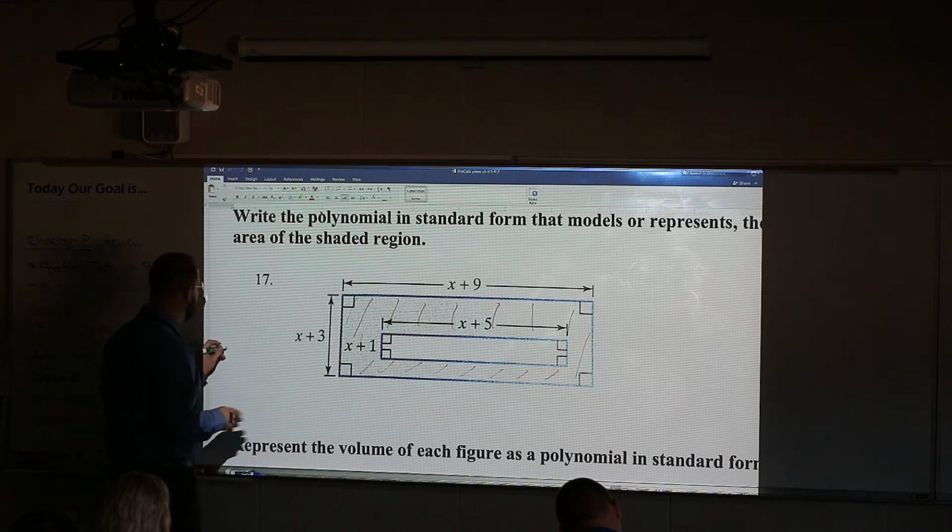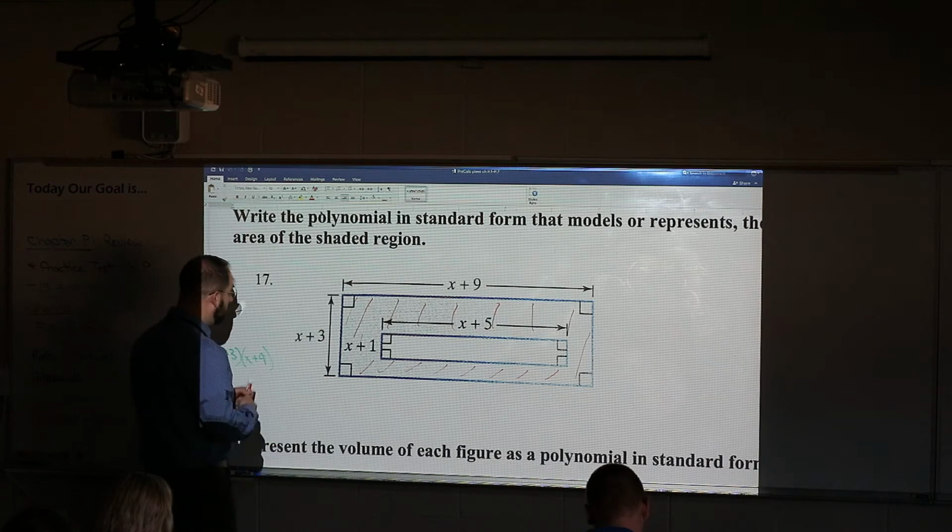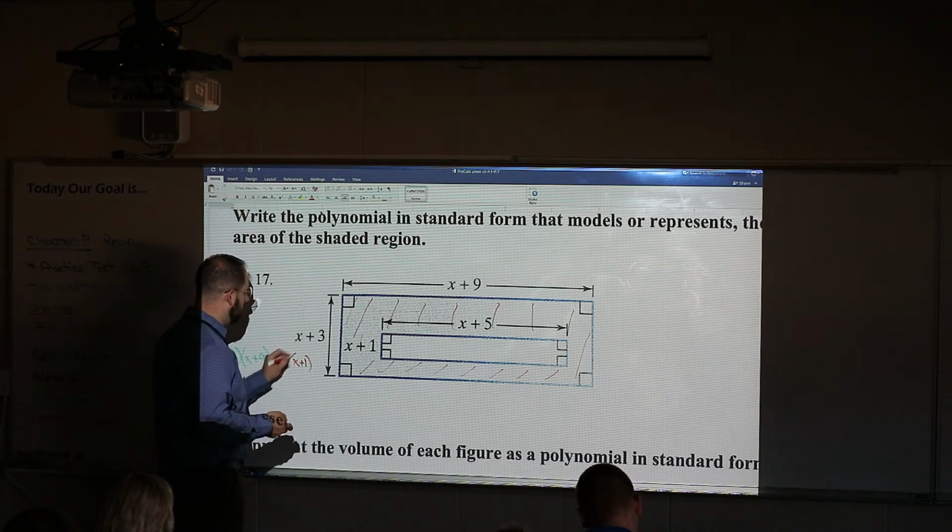Okay, so the area of the entire deck is length times width. That's just how you do it. So x plus 3, that's the width, times the length, which is x plus 9. So that's the area of the entire deck. And then we need to subtract the pool. Well, the pool is x plus 1 times x plus 5.